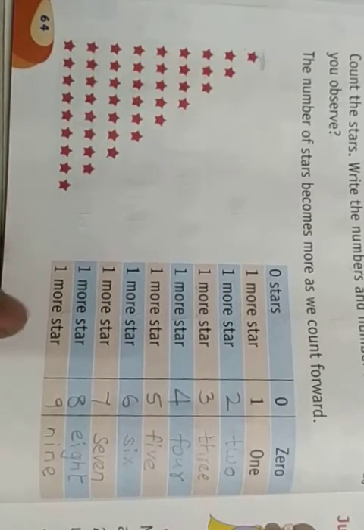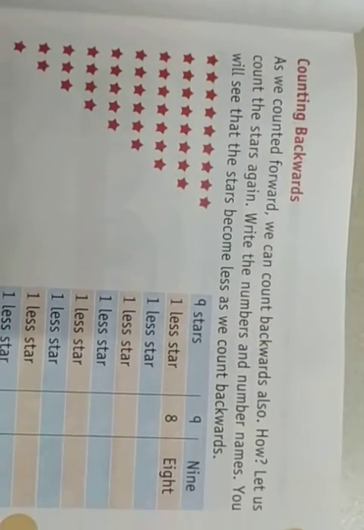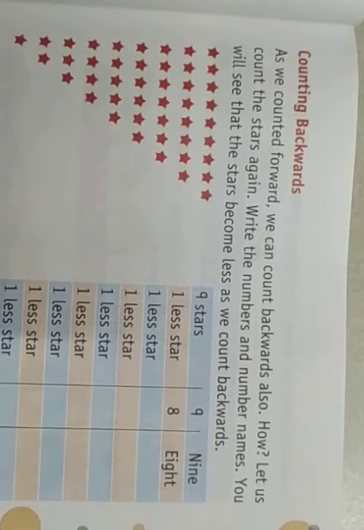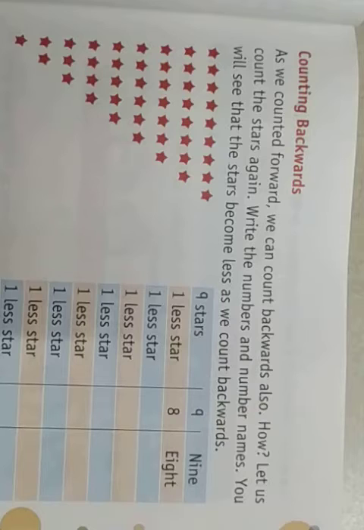So next example for you is counting backward. Counting from 9 to 1, or 9 to 0. Okay? Counting backward means 9, 8, 7, 6, 5, 4, 3, 2, 1, 0. That's called counting backward. What happens when you count backward?